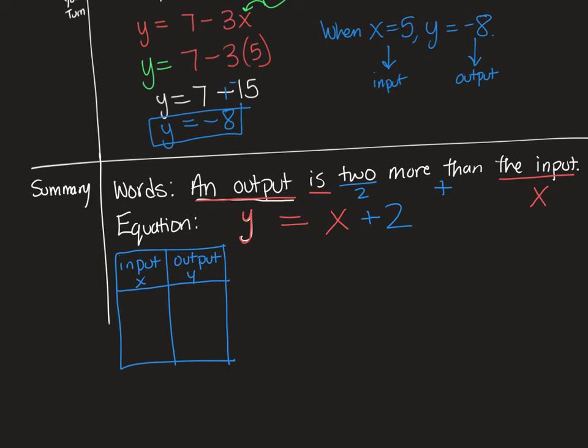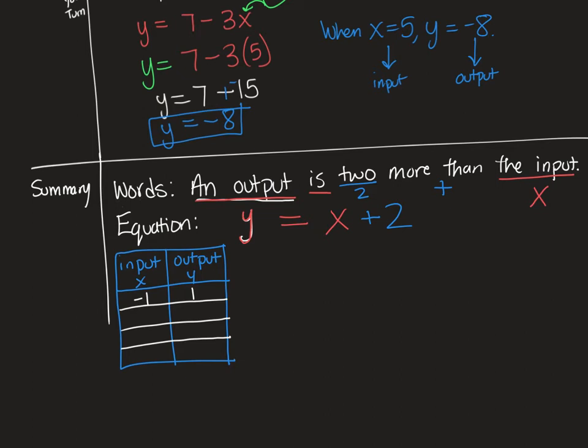So if I were to be given an input-output table instead of an equation, I would probably be given the points at which the equation is graphed on a line. So let's say they were to input -1. If I were to input -1, what's -1? If I plug it in right here, -1 plus 2, that's +1. That would be my output.